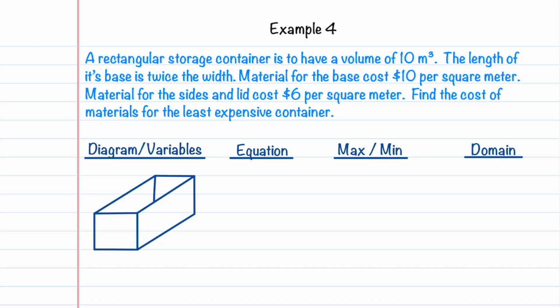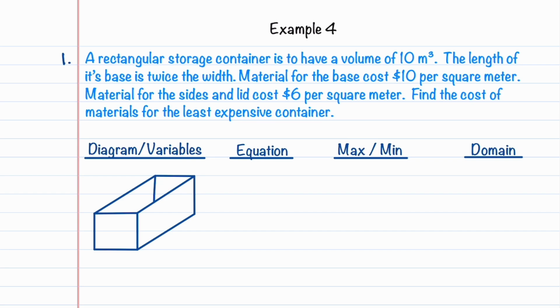In this optimization problem, we're finding the least expensive way to build a rectangular storage container with a given volume. The first step in solving this problem is to read through the problem carefully and find out what we're given and what we're asked to find.